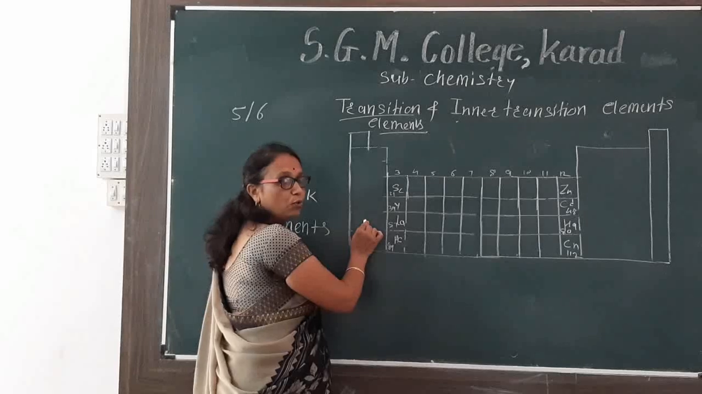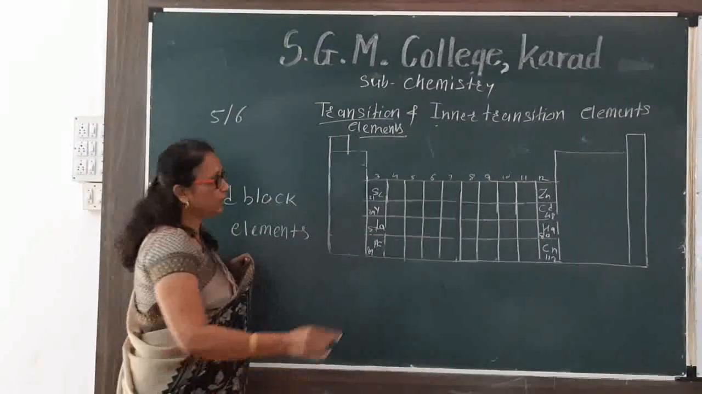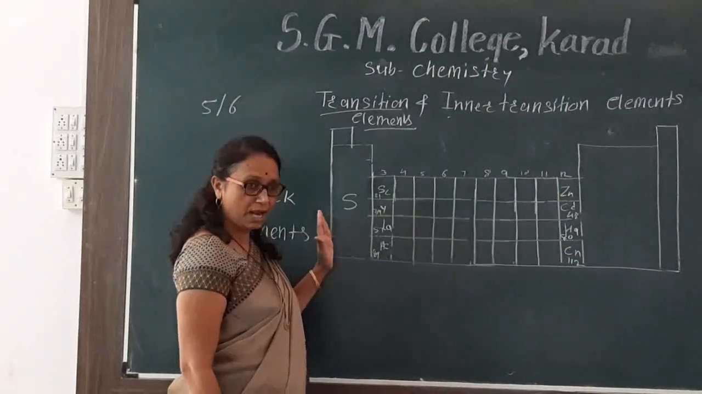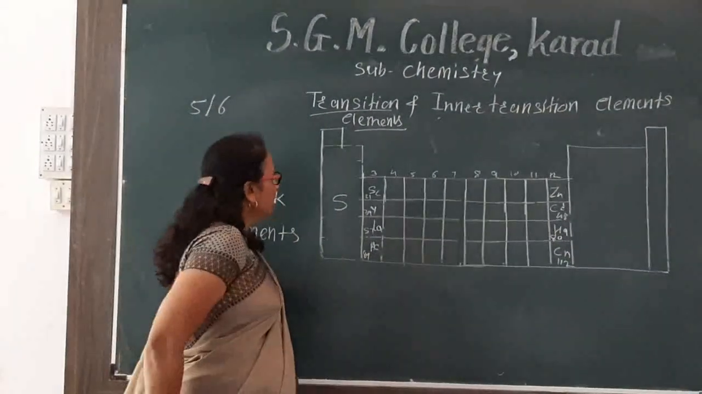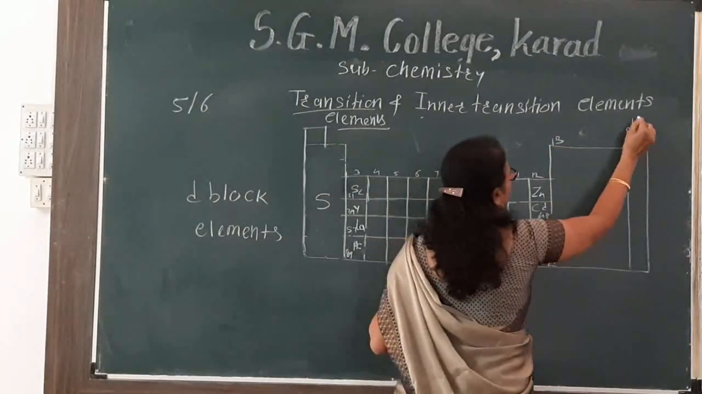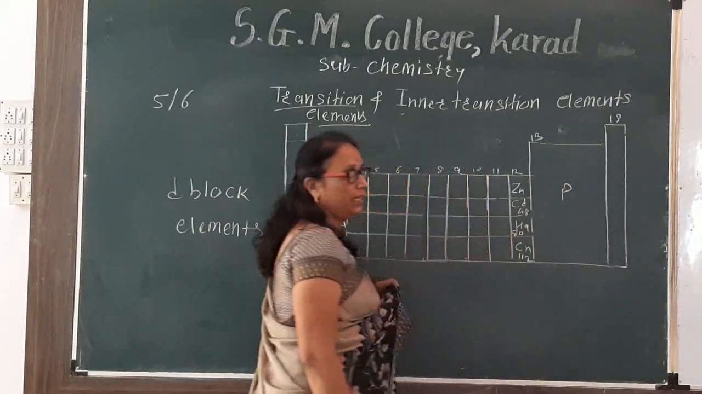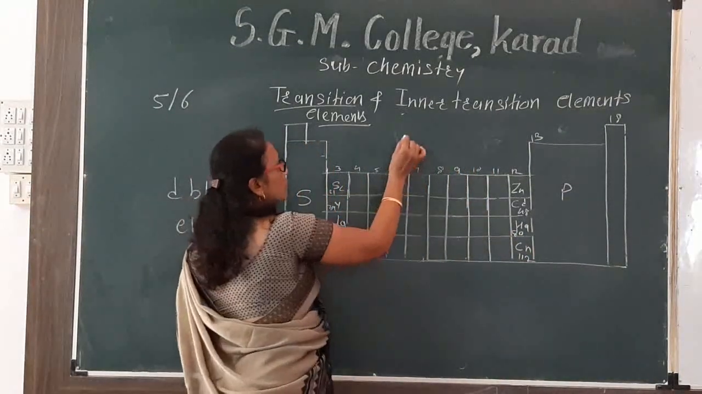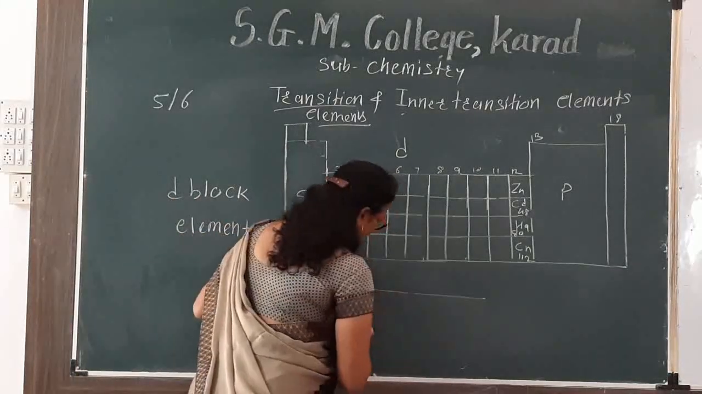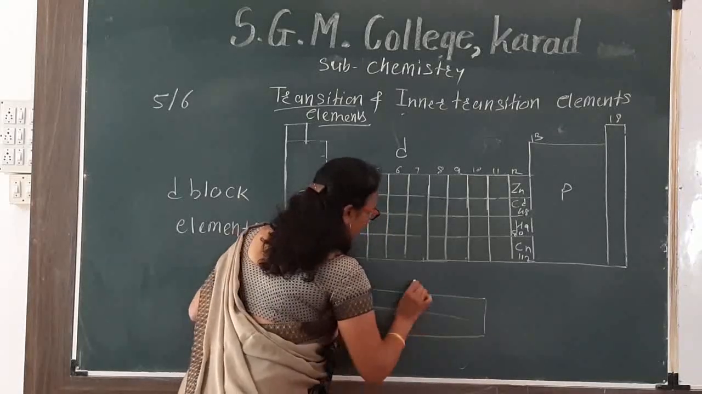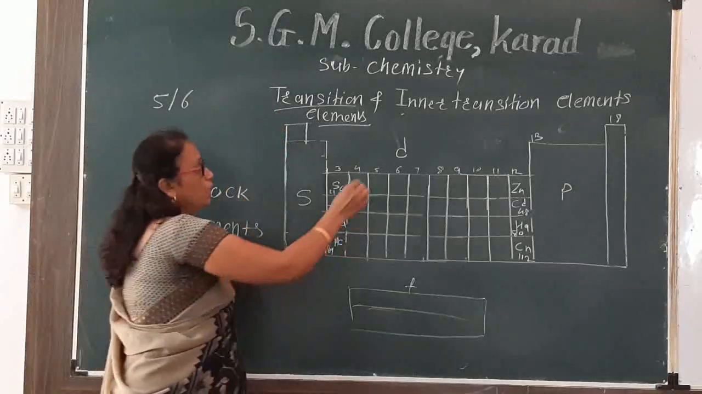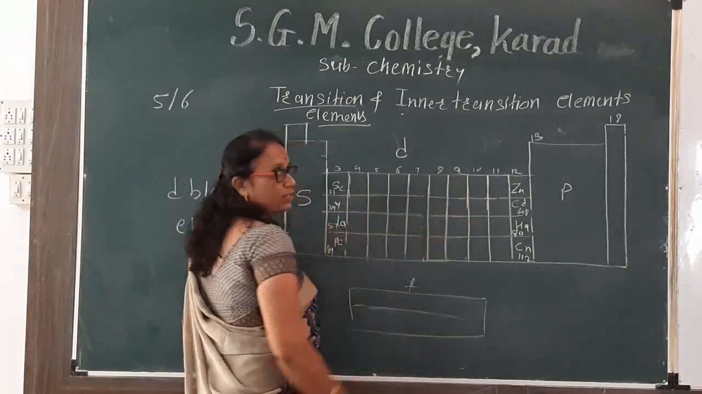This is the outline of the periodic table. In this outline, the groups at the extreme left are called the s block elements. Groups 13 to 18 are called the p block elements, and the middle groups are called the d block elements. The two series of 14 elements at the bottom are called the f block elements. The transition elements are included in the d block elements.